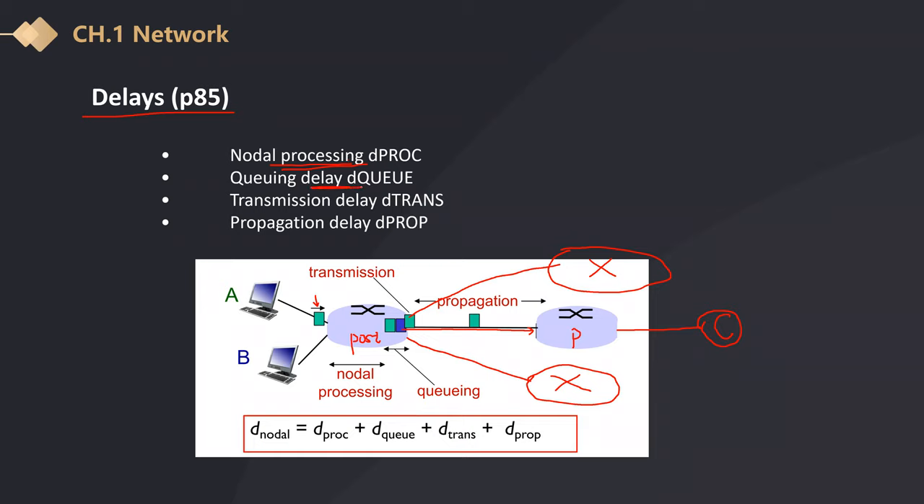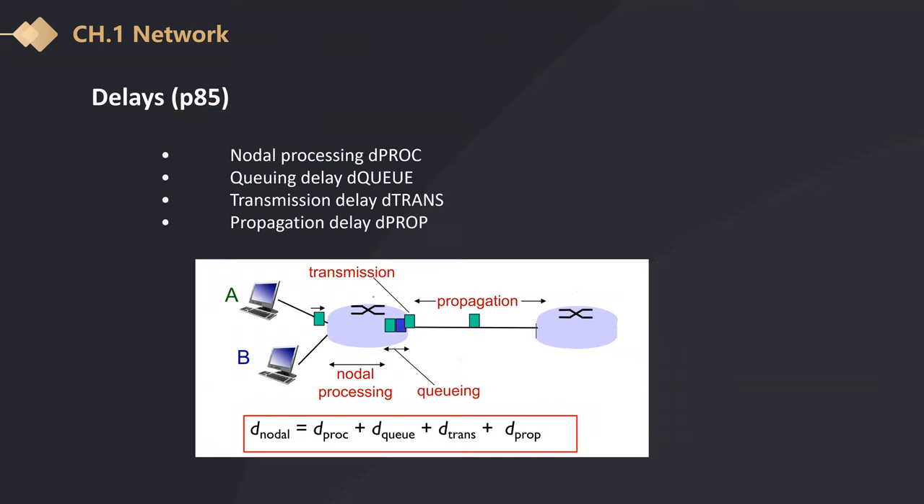And the second one is the queuing delay. So what is queuing delay? You can see in here, this part is queuing delay, which means if we have lots of packets inside the router, there may be some delay because the packets will be in the queue. So this one really depends on the traffic on the internet.